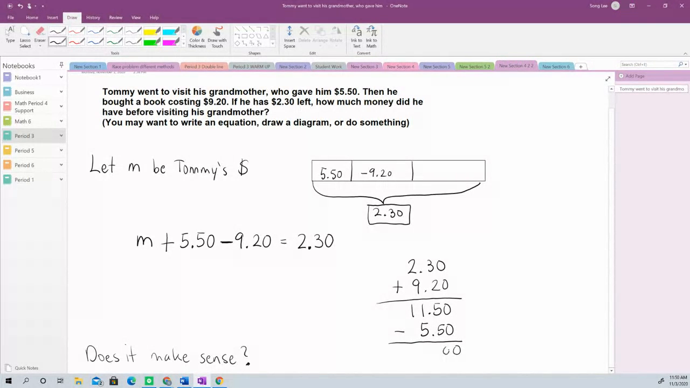So I get 11, 1, 2, 3, 4, 5, $6. So after I gave my grandma back my $5.50, I start off with $6, which means Tommy started off with $6. Now, the question I have to ask myself is, does this make sense?